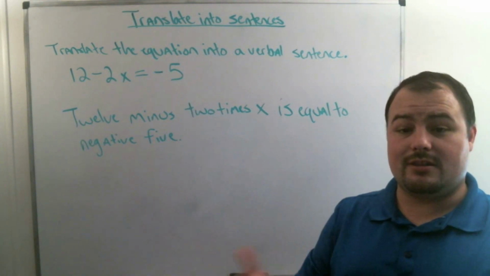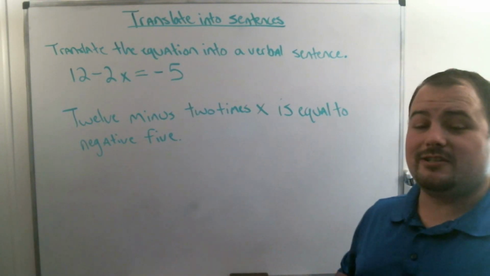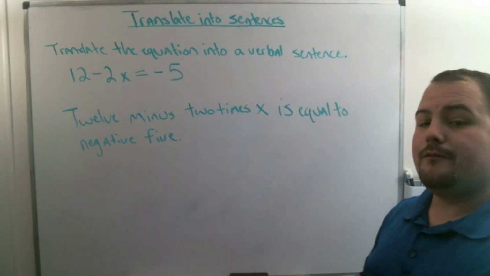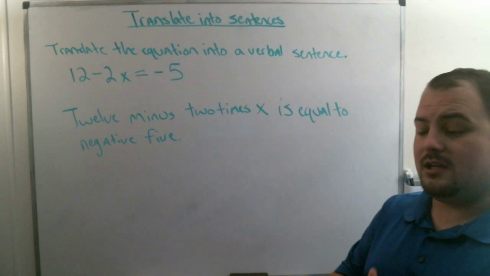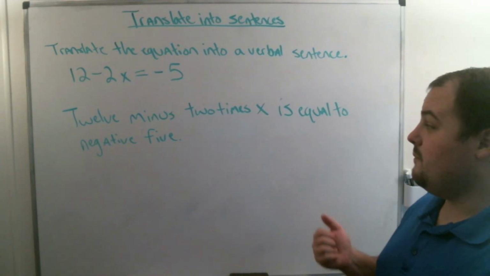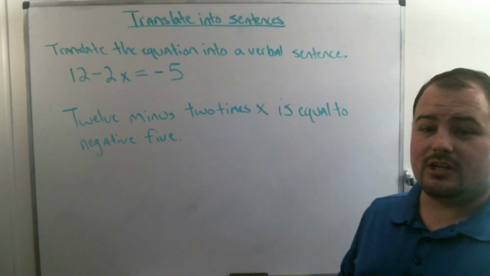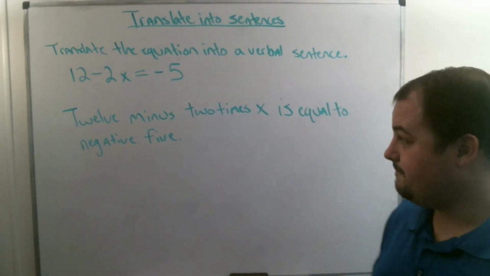The equal sign tells me that they're equal. Everything else is what I see, and we're good to go. You can also use the word is for the equal sign instead of saying is equal to. You could just say 12 minus 2 times x is negative 5. Let's go ahead and keep moving on to some more problems of these.